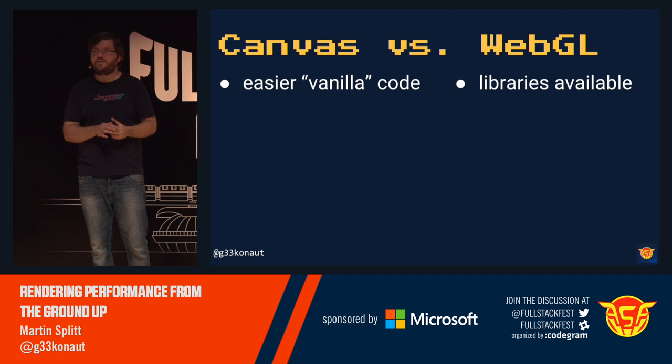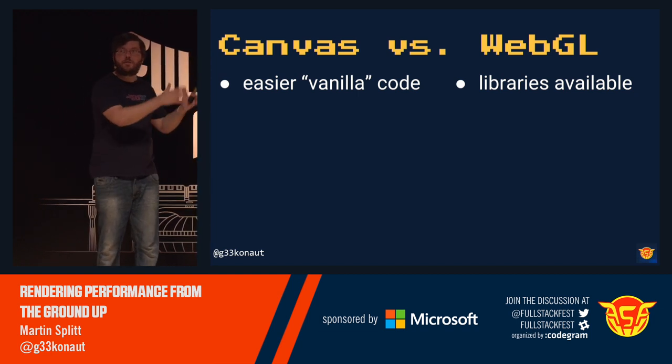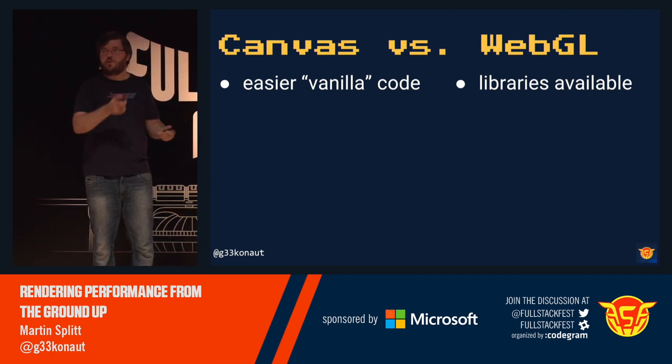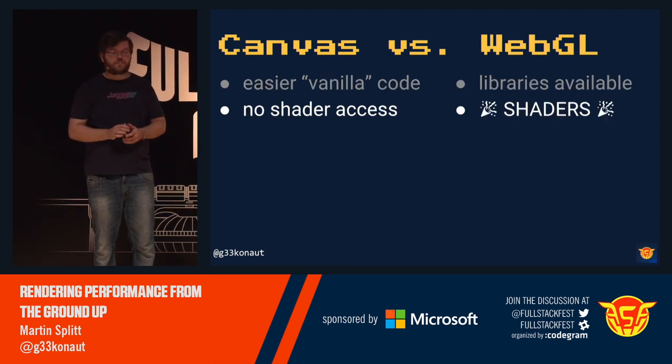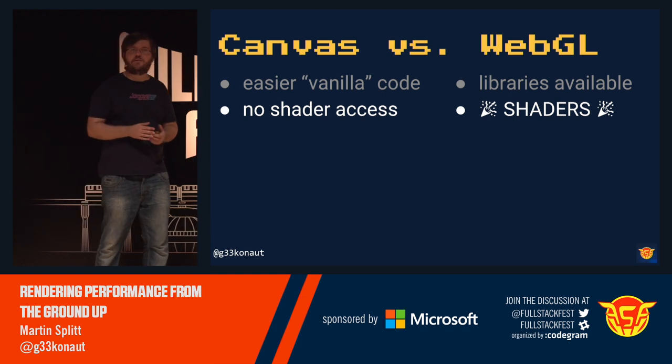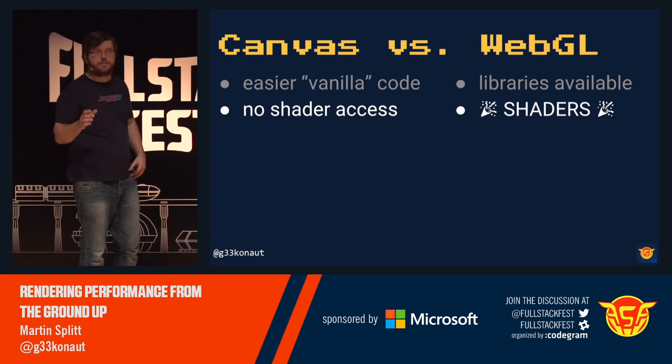So for instance, in Three.js, you make a movie. You have a scene, you have a camera, you have objects on the scene. There we go. No weird stuff that happened over there in the code. However, Canvas does not give us access to write our own shaders. And for a lot of things, that makes a lot of sense.